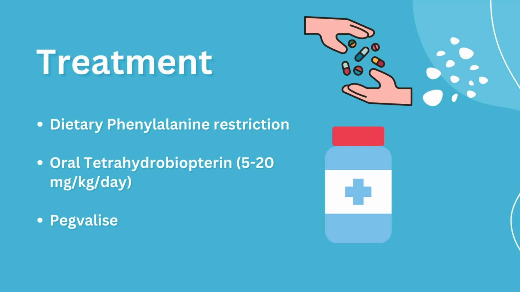Oral tetrahydrobiopterin, 5 to 20 mg per kg per day, an essential cofactor of phenylalanine hydroxylase, can reduce phenylalanine levels in some patients with phenylketonuria in conjunction with a low-protein diet. Pegvaliase, a pegylated form of phenylalanine ammonia-lyase, a bacterial enzyme that converts phenylalanine to trans-cinnamic acid and ammonia, can also be used. Women with phenylketonuria can become pregnant by continuing lifelong phenylalanine-restricted diets and strict phenylalanine restriction 2 months prior to conception and throughout pregnancy to reduce pregnancy risks.